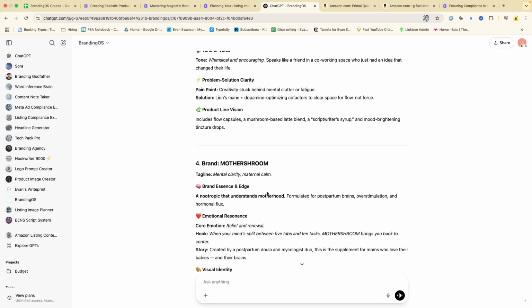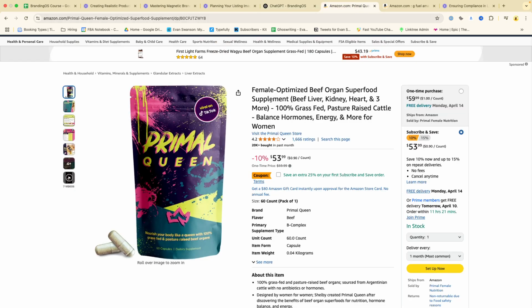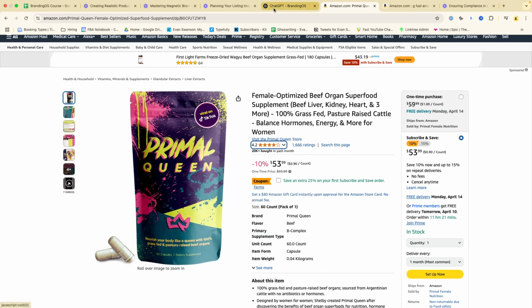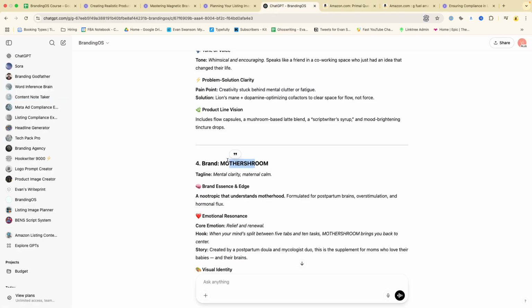A good example of taking an existing product and then targeting it towards a specific group of people would be Primal Queen. This is exactly what they did. They took a primal supplement that's made for men and talked about eating organ meat and being a man's man. And then they just made it and targeted it towards women and called it Primal Queen. And you can see it sells 20,000 units a month, which is crazy for a product where all they did was copy and change the target to be women. So that's the idea here.